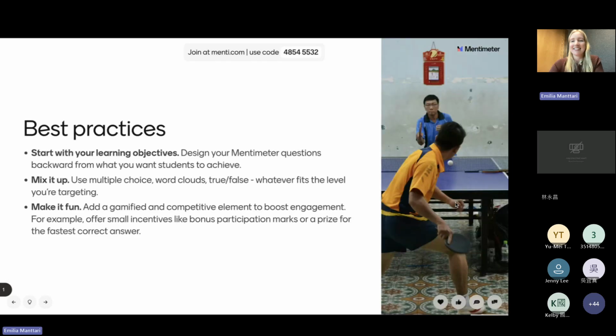Here, I also wanted to just add a couple of best practices for you. I recommend that when you are creating your Mentimeter presentations, you start with the learning objectives. Think about what it is that I want my students to leave this session with, and then you can design your questions backwards from there.